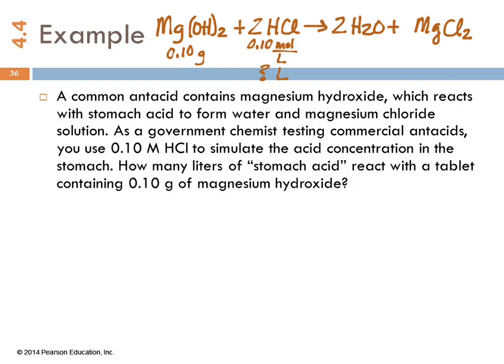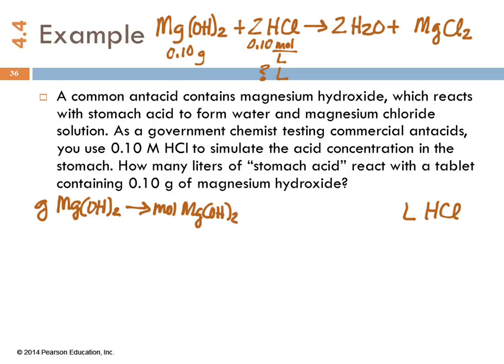So this time we're going to write the path out. We're going to start with grams of magnesium hydroxide, and we're wanting to end up with liters of HCl. We always have moles to moles in the middle. So this is going to be grams of magnesium hydroxide to moles of magnesium hydroxide to moles of HCl. Can we get from moles of HCl to liters of HCl? Yeah, we've got the molarity.